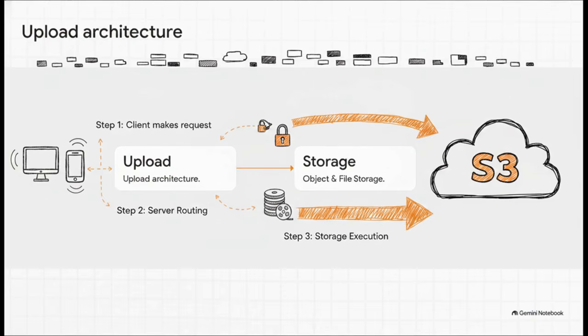Step 1. Client request. The client requests an upload but sends only lightweight metadata to the server. Step 2. Server routing. The server validates that user's request, checks their permissions, and then generates a secure temporary pre-signed URL from S3, handing it right back to the client. And Step 3. Storage execution. The client uses that secure URL to upload the massive media payload directly to S3. Notice the brilliance here. The heavy lifting completely bypasses your delicate application server. The server is really just acting as a traffic cop.